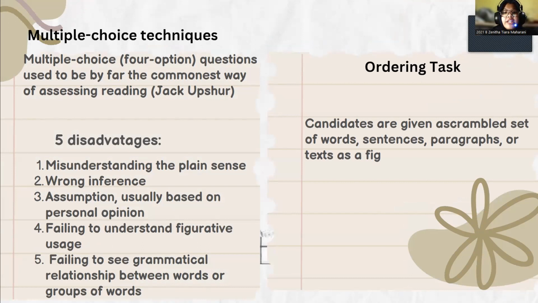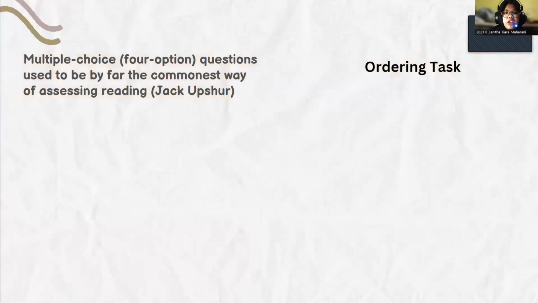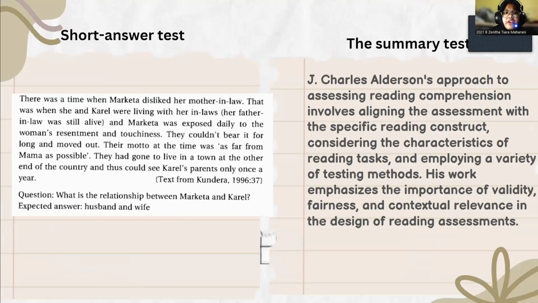And then we have ordering tasks, where candidates are given a scrambled set of words, sentences, paragraphs, or text to put in order. Okay, next. There are also short answer tests, where we are given a short paragraph and then a short question, and we are expected to give a short answer. Okay, the next is the summary test.